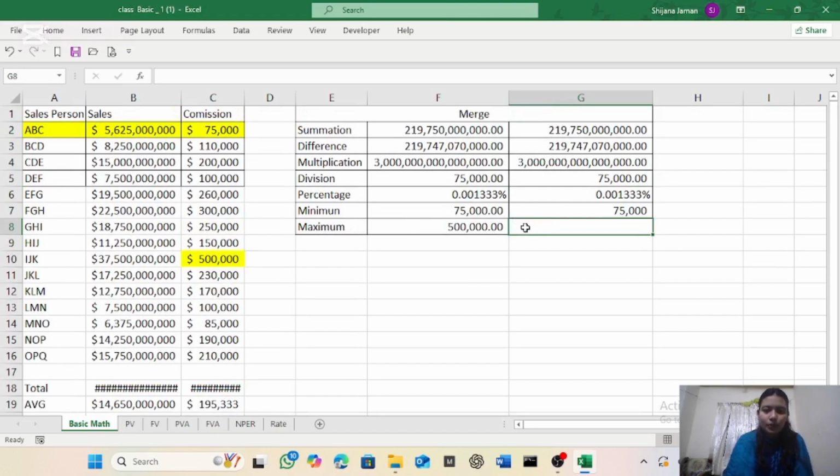Maximum of commission, press equal MAX and select the entire commission, Control Shift down arrow, bracket close. Yes, 5 lakh is our maximum of commission.